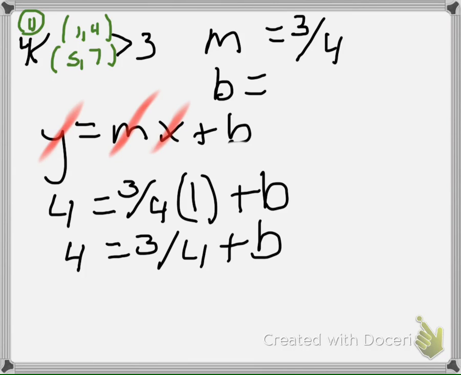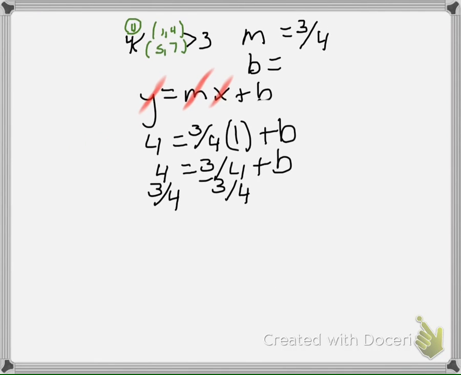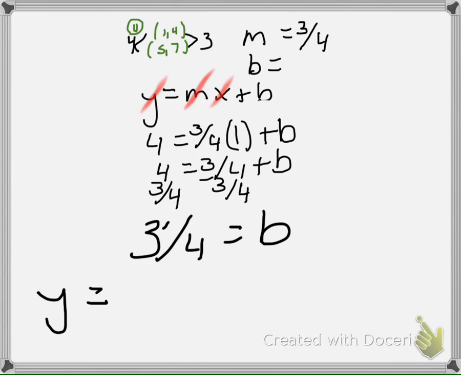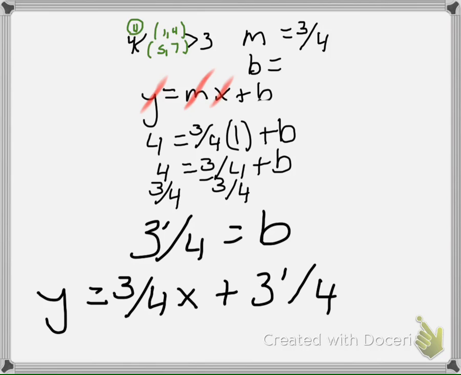To get b by itself, I'm going to subtract 3/4 on both sides. I can do this in my head because 4 take away 1 is 3. So 4 take away 3/4 will be 3 1/4. I'm ready to write my equation. Y equals m 3/4 x plus b 3 1/4. And we're done.